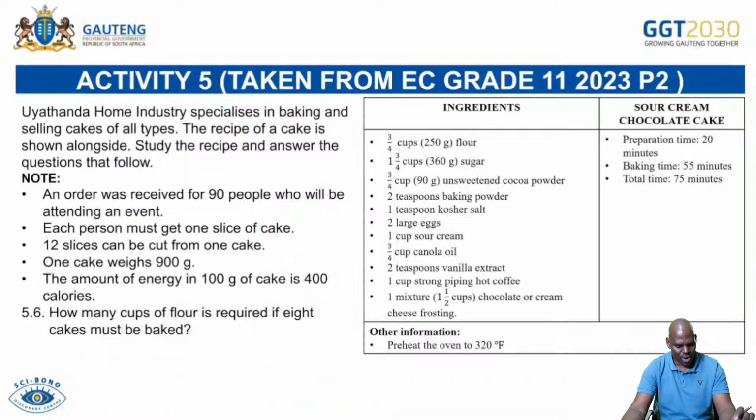Then number 5.6 is how many cups of flour is required if 8 cakes must be baked? So for this one, how many cups of flour do we have here? We've got 3 over 4.